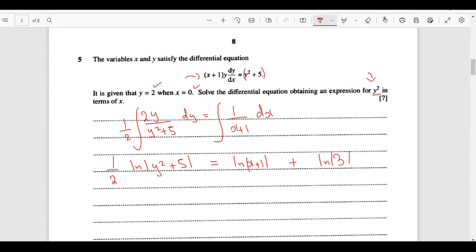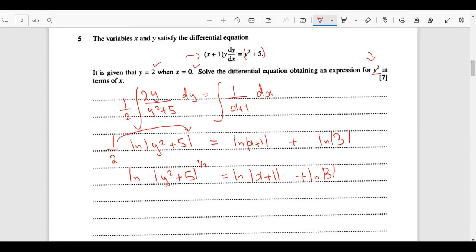So for that, I will first take this 1 by 2 and write it down here as the power of y squared plus 5. So it would become, you know this property, right? Yes. Very good. And then we can just unite this natural log and natural log. So it is being added. So I can write it, it will be three times x plus one, right? Very well done. Excellent. Very good. ln y squared plus 5 to the power 1 by 2.